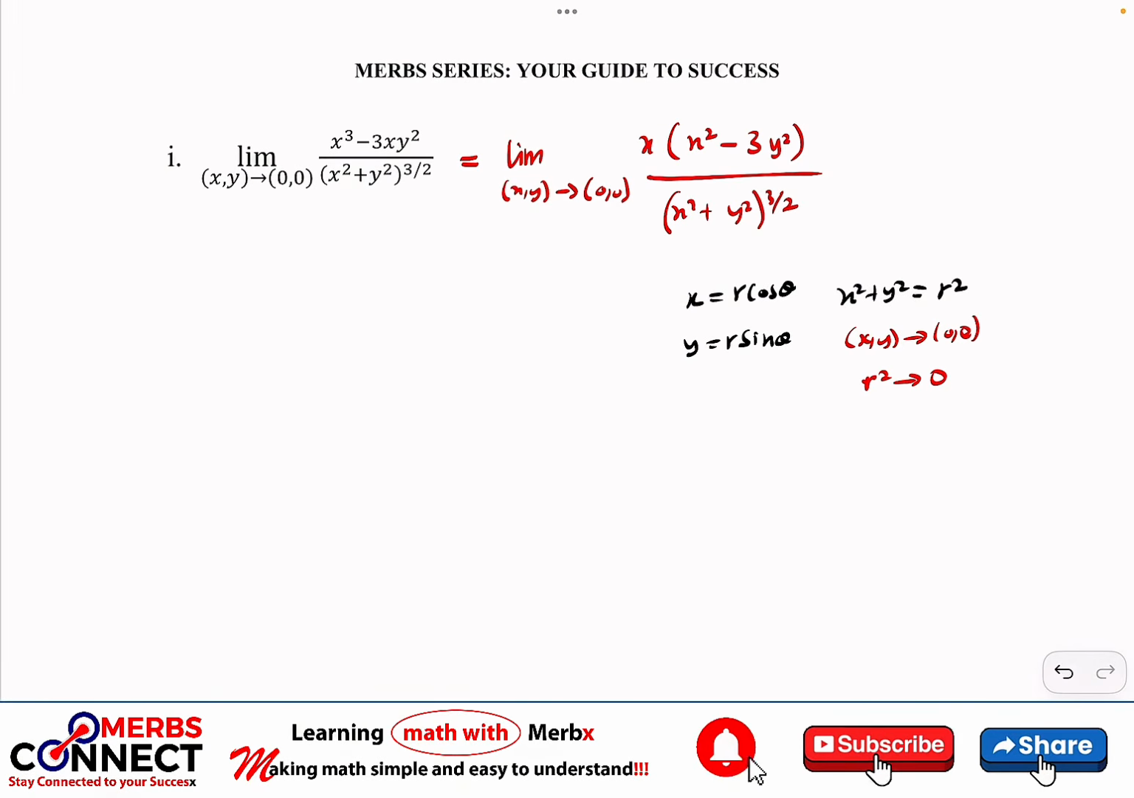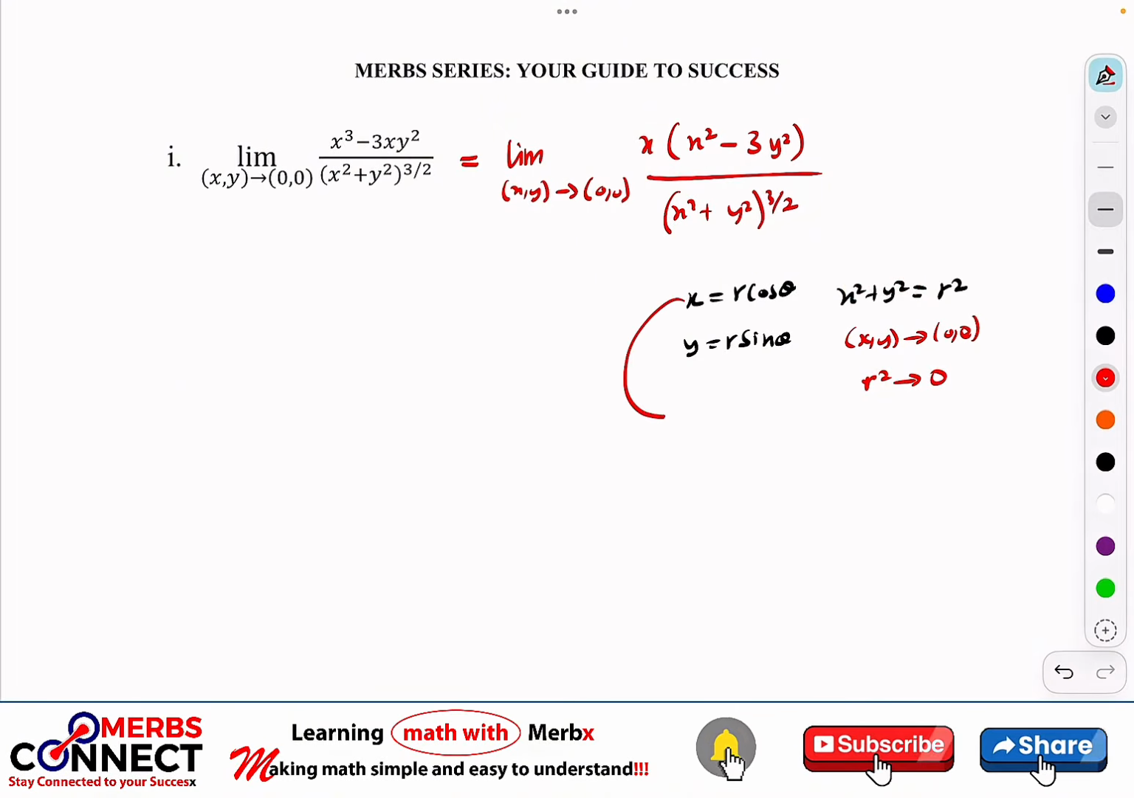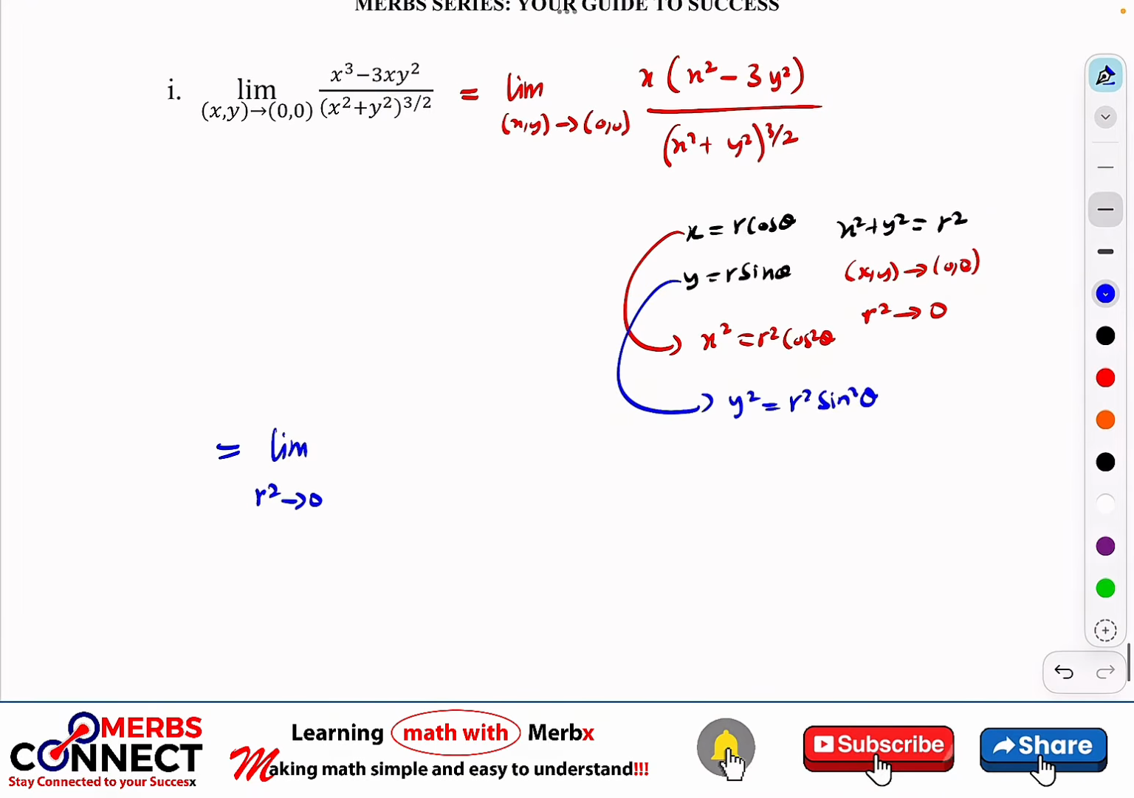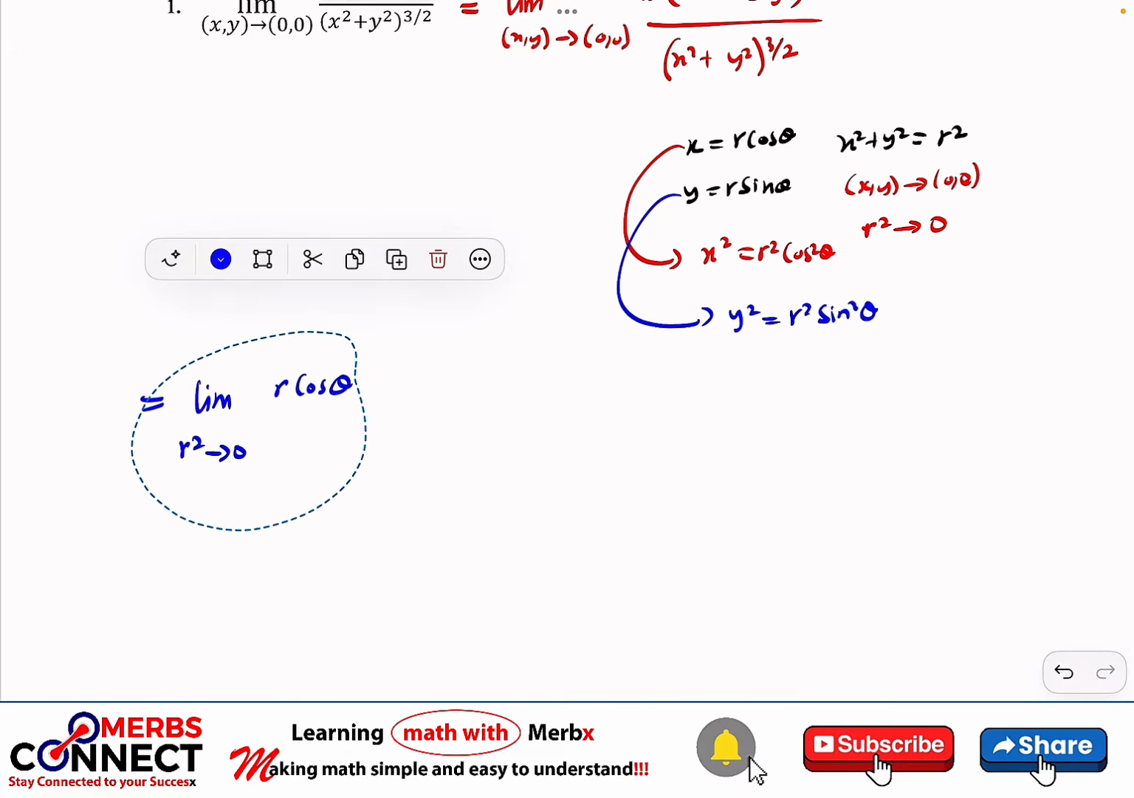And we will need x squared and y squared because we don't have something like x squared plus y squared. So we need x squared is equal to r squared cos squared theta. And we will need y squared, which is equal to r squared sine squared theta. So now this is equal to the limit as r squared is approaching 0. Then x is r cos theta. Let me shift this one down a small bit.